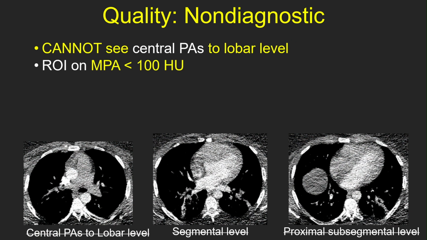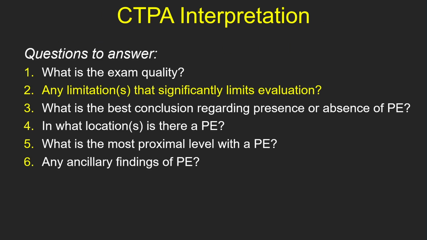On a non-diagnostic exam, we cannot see the central PAs to the lobar level. Also, if the main PA is less than 100 Hounsfield units, it is non-diagnostic. Ideally, we would rescan the patient with optimized technique. The next question to answer, any limitation that significantly limits evaluation?